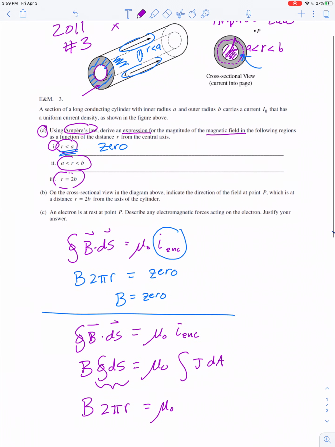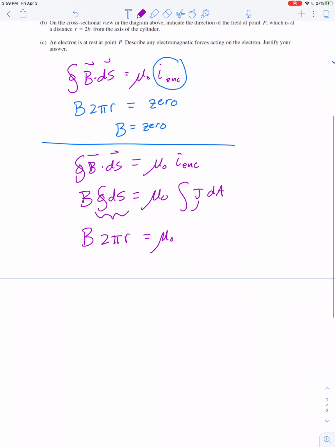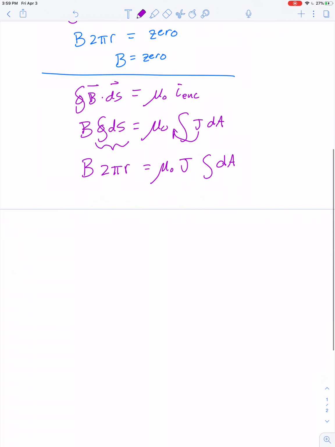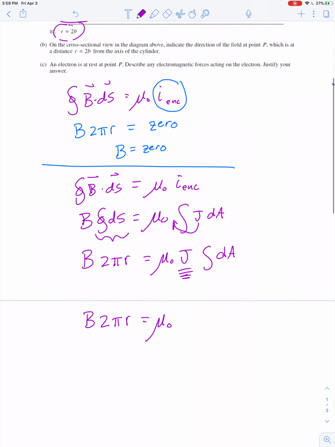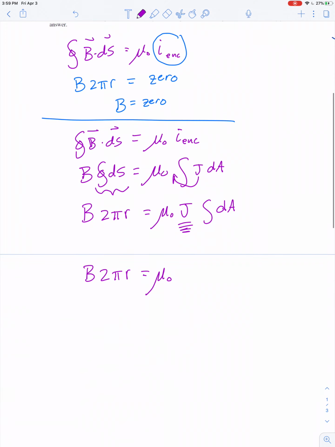Let's read the problem carefully. Oh yeah, it's got a uniform current density. So I can take this j out of the integral, and then I have the integral of dA. All right, so B times 2 pi r is equal to mu naught times j. What is the current density? We're told that this conductor carries a current of I. Current density is the total current divided by the total area.